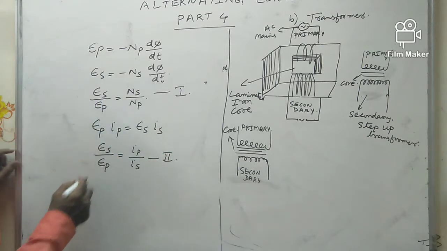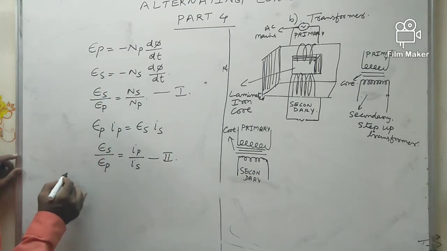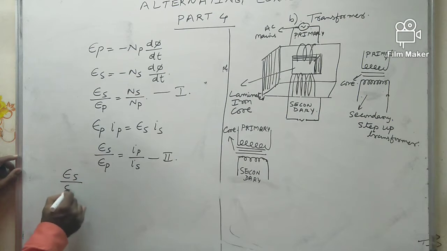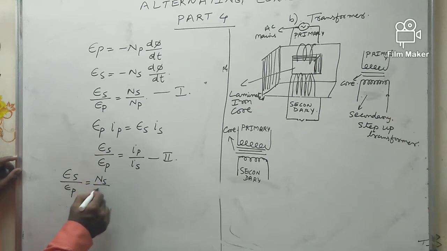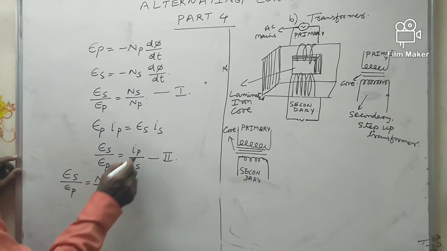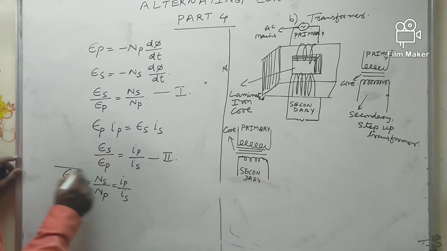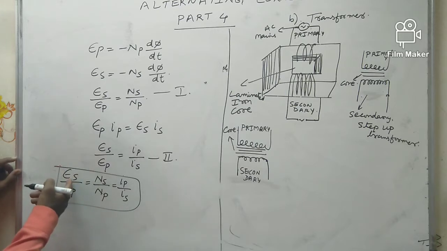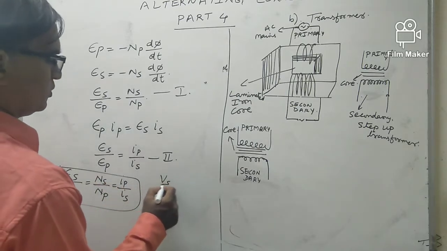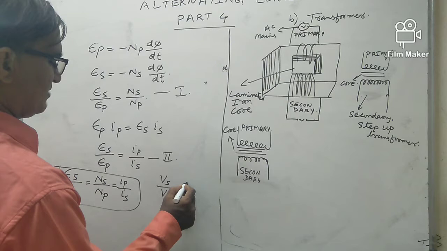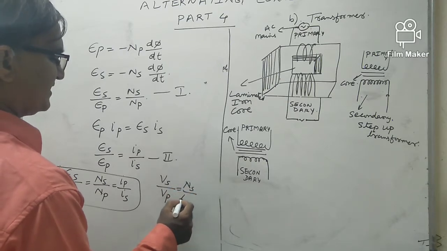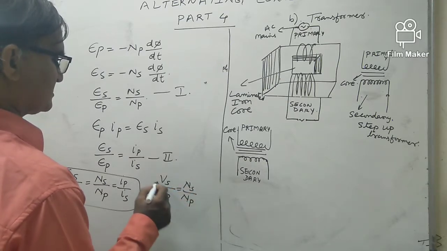If we equate these two, what do you get? Es by Ep is equal to Ns by Np, and here Ip by Is. That is, the number of turns is directly proportional to EMF or voltage. Also you can write voltage in secondary by voltage in primary equals number of secondary turns by number of primary turns.